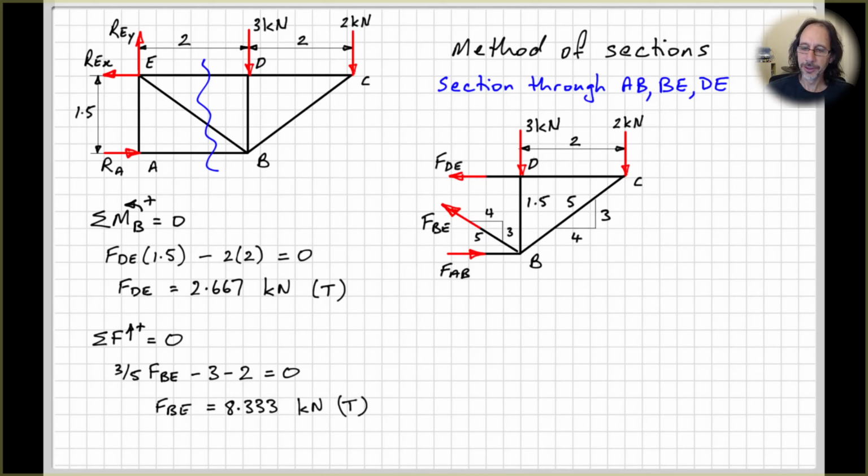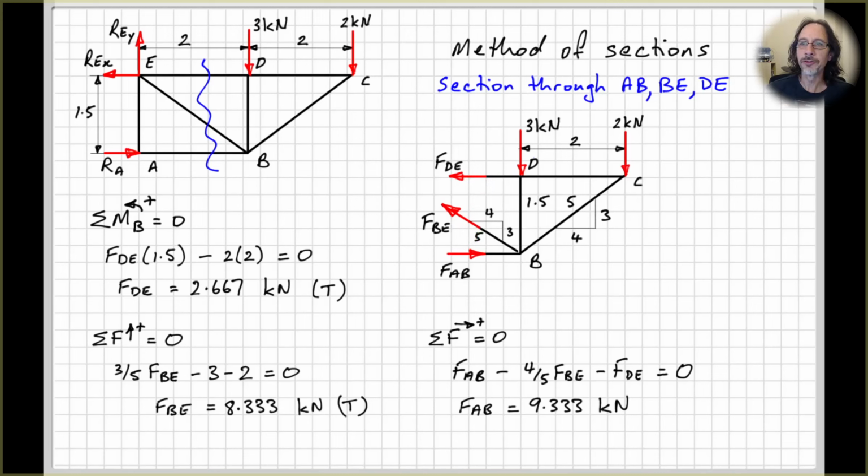And that's in tension. And then sum of the forces in the horizontal direction equals 0. We have FAB to the right minus 4/5 FBE minus FDE, all equal to 0. Rearrange and solve for FAB. All right, so that's how you use the method of sections. I've just done it through one section here. That's all we need to do, really.